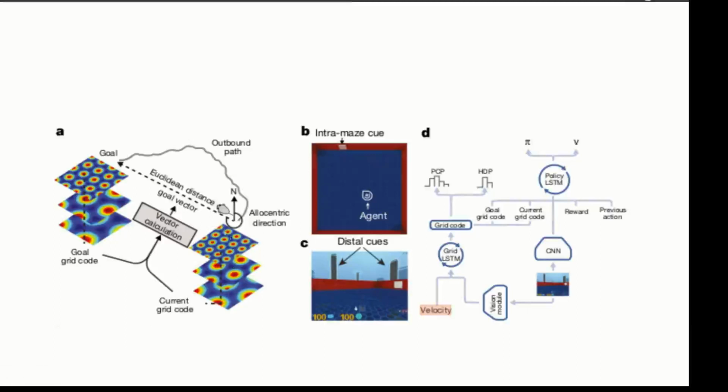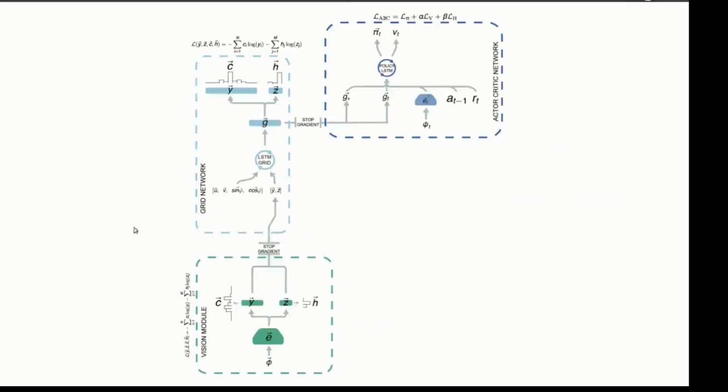And what the agent can do is perform vector calculation that allows it to know how far it currently is from the goal position and in which direction the goal position is. And this is a calculation that, once these codes are given, is performed by the policy LSTM.